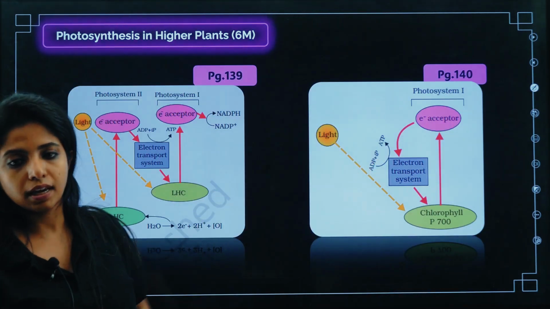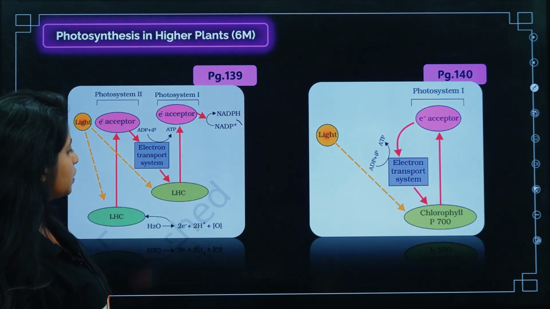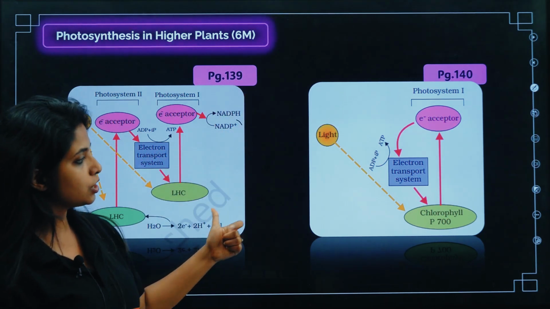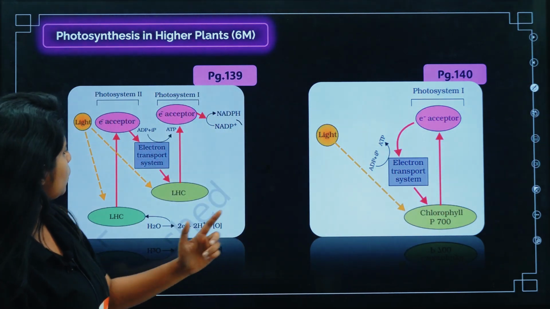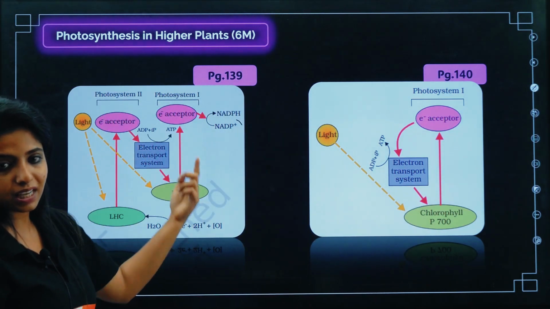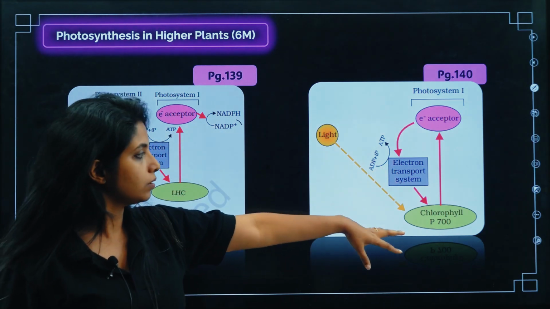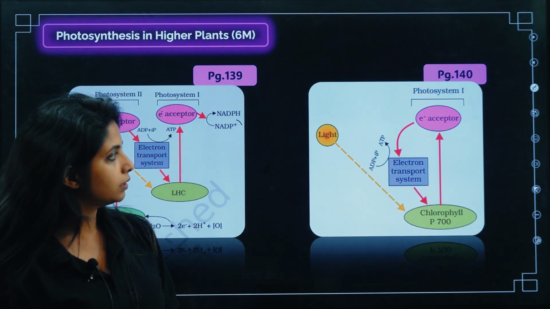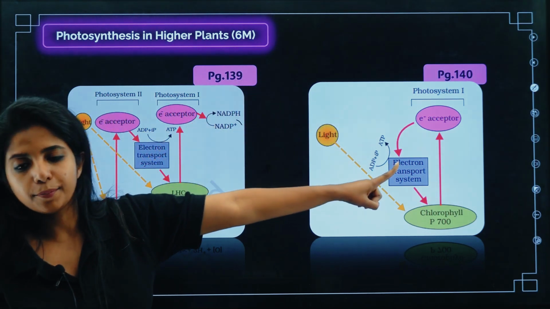Pages 144, 146. Now talking about the same chapter, on page 139, you have non-cyclic photophosphorylation. Over here you have cyclic photophosphorylation. So make sure you know about this. This is a Z scheme basically. That is the light reaction, and this happens in bacteria and all the other things. Pages 139 and 140.